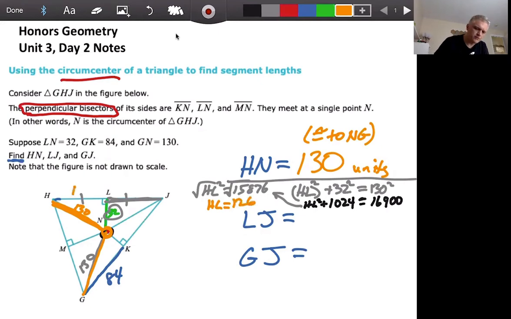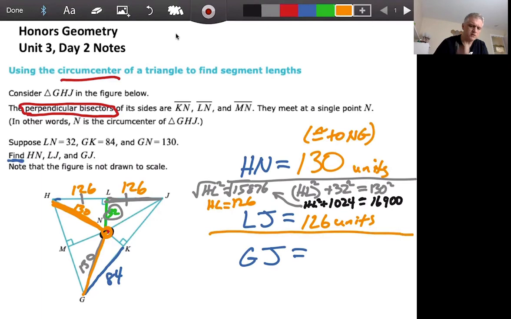So if HL is 126 units long, since NL is a perpendicular bisector, means that L is the midpoint of segment HJ, tells me that this is also 126. So 126 units for LJ. The reason that HL is congruent to it is because of bisecting, and then because we got perpendicular, we have a right triangle, and we already had 2 of the 3 sides of the right triangle. It's kind of smooth how it's going along here.